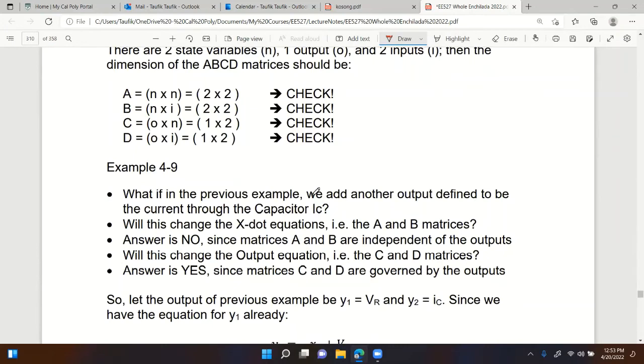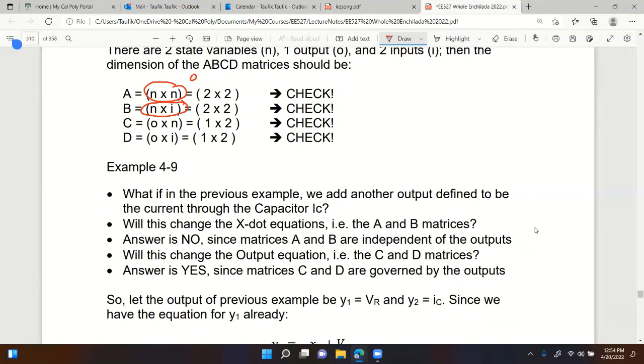What if in the previous example, we add another output defined to be the current through the capacitor IC? Will this change the x dot equations, i.e. the A and B matrices? The answer is no, since matrices A and B are independent of the outputs. Remember A is N by N. There's no O there. So if you add another output, it's not going to affect A. If you look at B, there is no O there. So therefore, adding an output will not affect the matrix B.